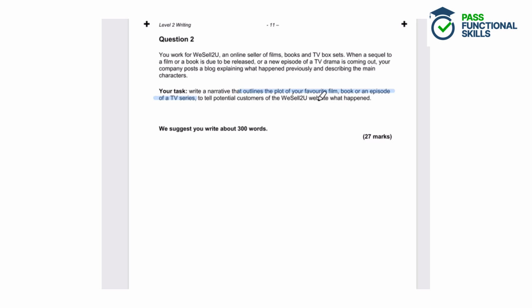So we have to explain what happened during the film, book, or TV show. Because we are working for We Sell to You, who sells these films, books, and TV box sets, we're going to want to present our ideas quite persuasively so that we can encourage readers to go and buy these things and watch them or read them. So you've got quite a lot of scope here to come up with your own creative ideas, choose a film or book that appeals to you and write about it.